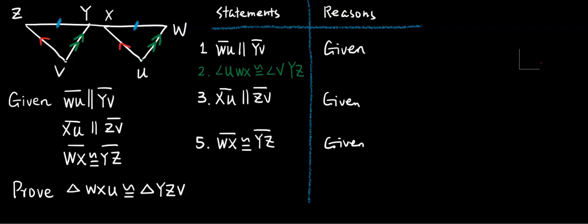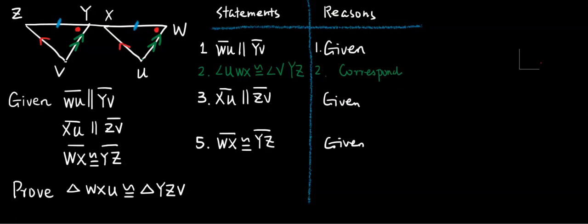Let's go ahead and label it. Use a different color. We can use dots. UWX is here, we're going to put one dot. VYZ right here. Why is that? Remember, two parallel lines cut by a transversal, corresponding angles congruent. Therefore, I'm going to write down here that 1 is given. 2 says corresponding angles postulate.